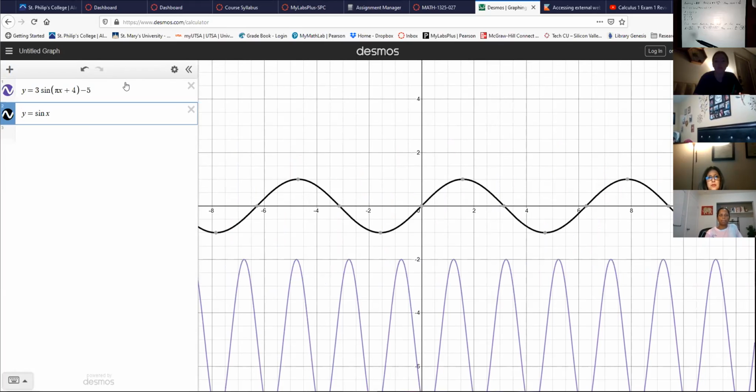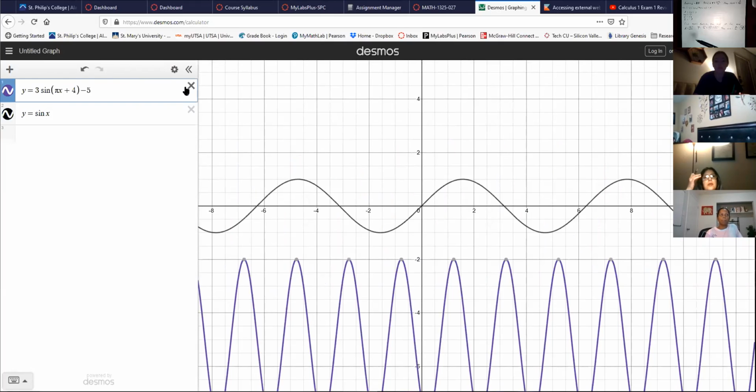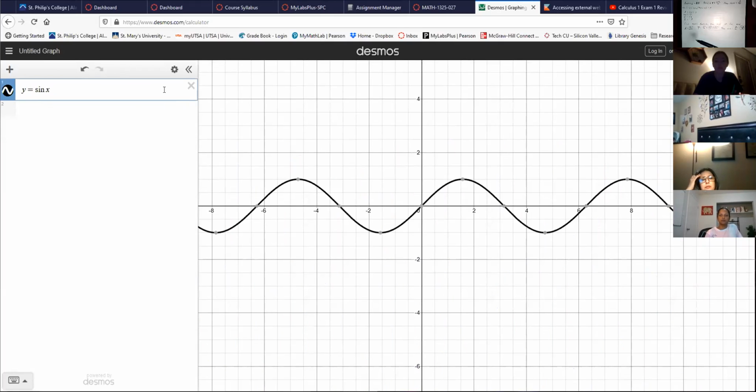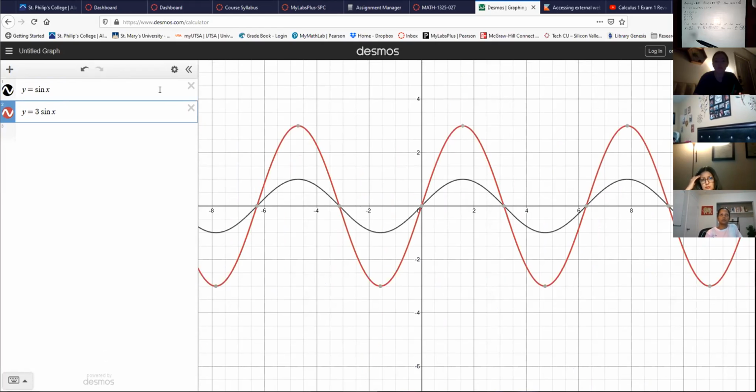Here is the original. So y equals, and if we add a 3, we said last time that it changes the amplitude by 3, 3 times higher, 3 times lower. That's what the 3 did.